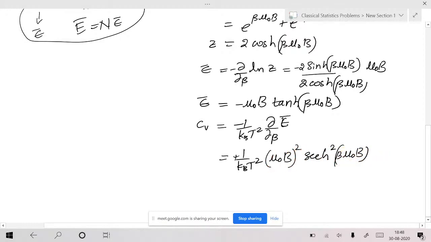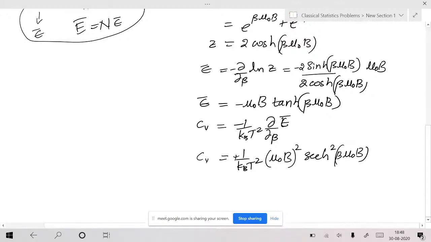Anyone? Anything wrong here? Tanh, I think the derivative is positive. Am I right? Sinh, cosh, tanh, those derivatives are positive. Cosech, sech, and coth, those derivatives are negative. That's how I remember. Am I right?